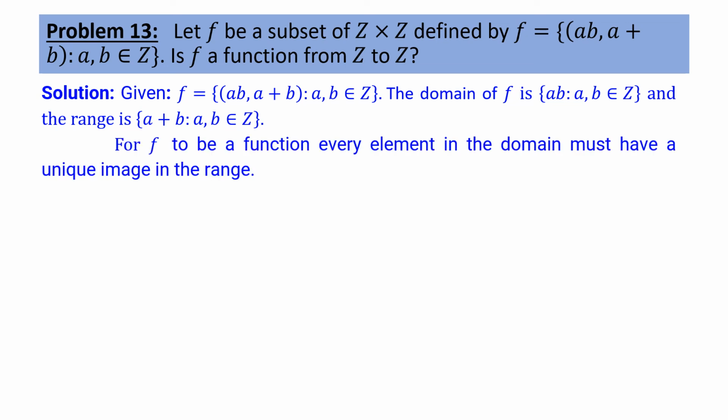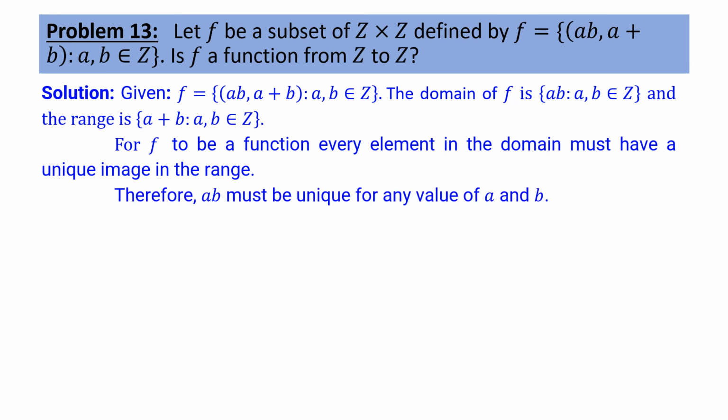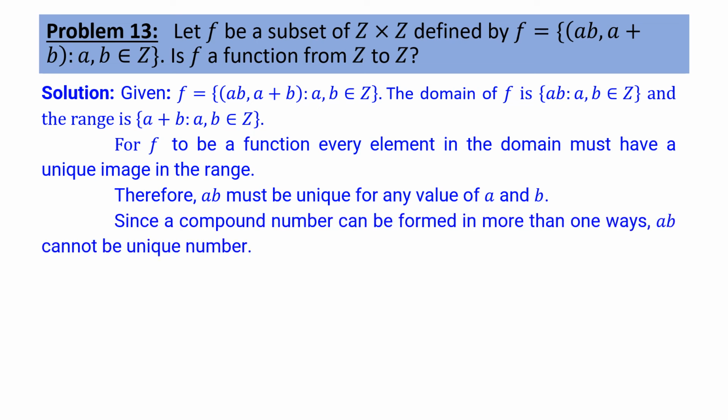For f to be a function, every element in the domain must have a unique image in the range. Therefore, ab must be unique for all values of a and b. Since a compound number can be formed in more than one ways, ab cannot be a unique number. For example, the number 12 can be formed by the product of 3 and 4, and it can also be formed by the product of 2 and 6.